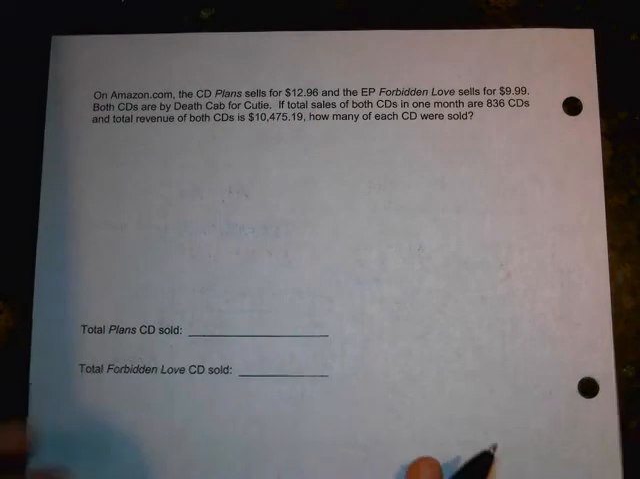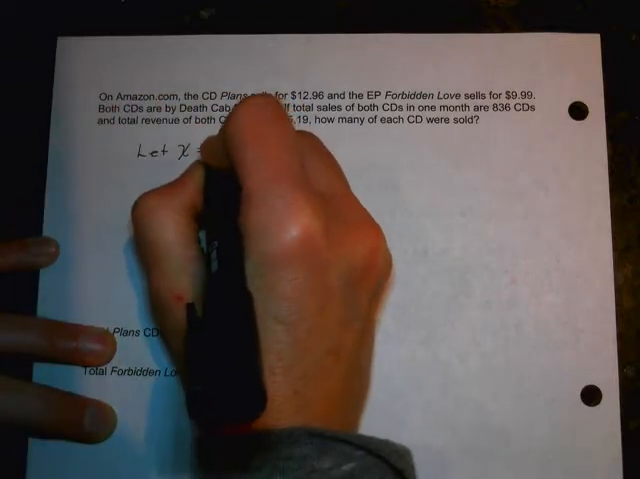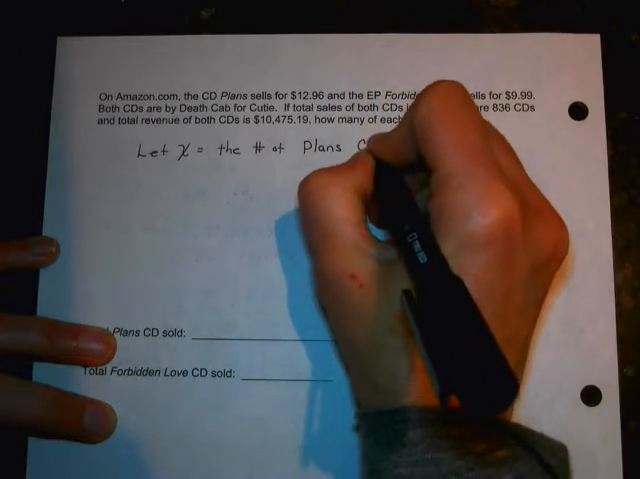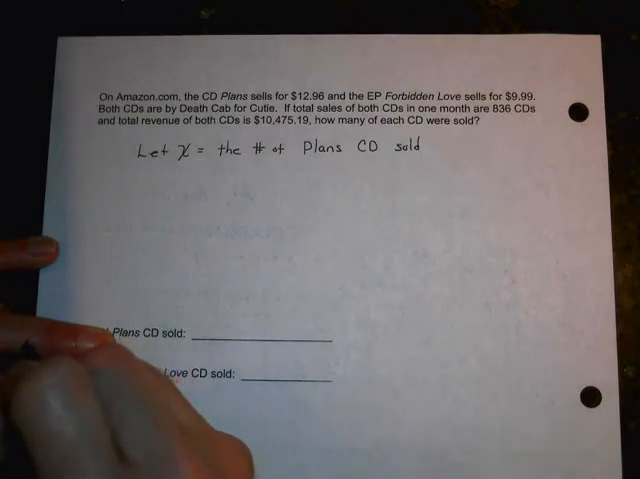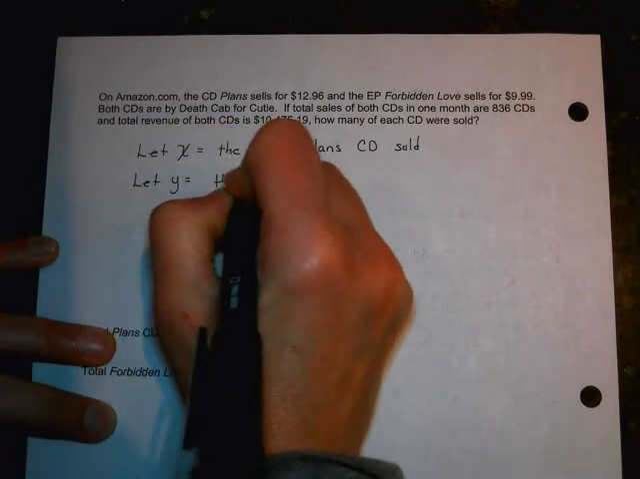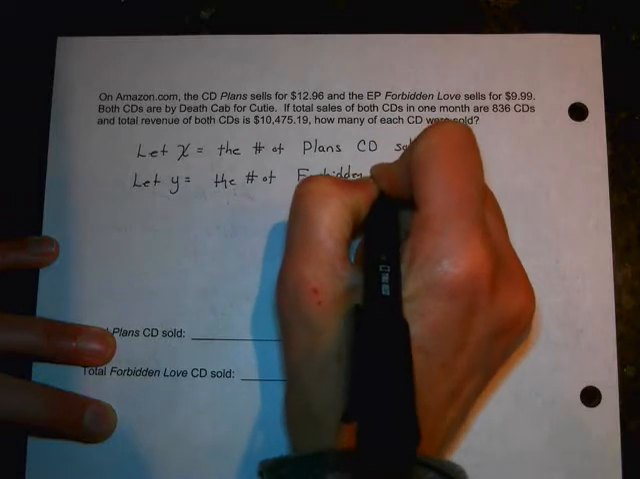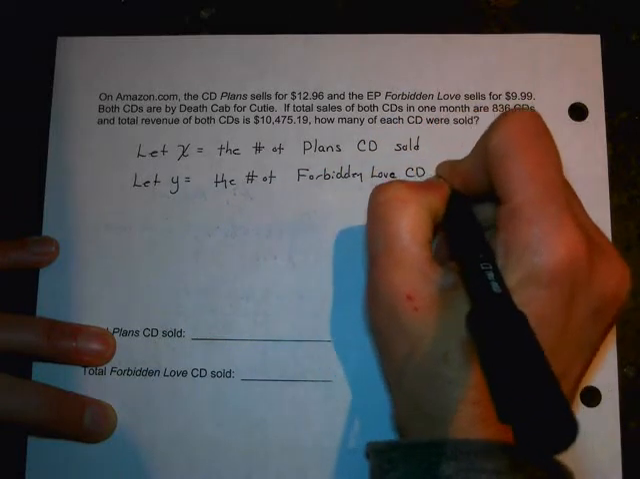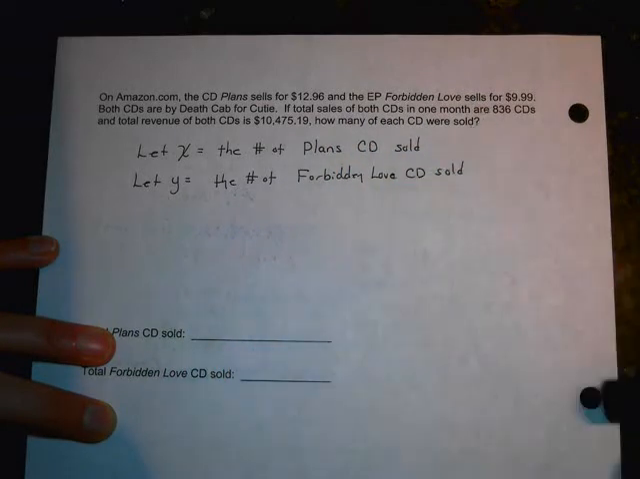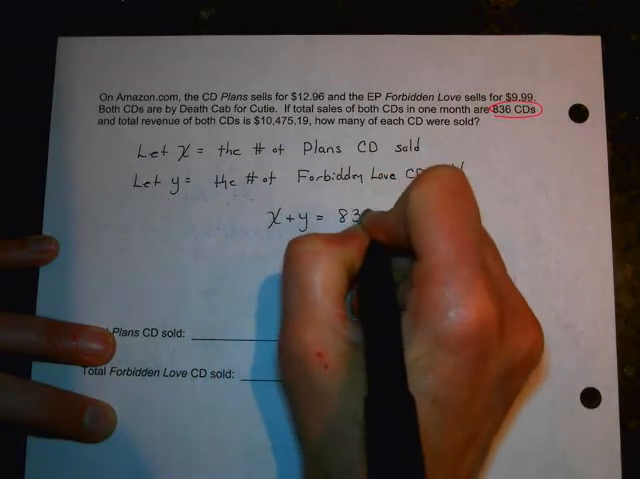So let's let X equal the number of Plans CDs sold, and let Y equal the number of Forbidden Love CDs sold. How many of these CDs were sold all together? It looks like they sold this many CDs. So when I add X plus Y, we're supposed to get 836, because that's the number of CDs that were sold.